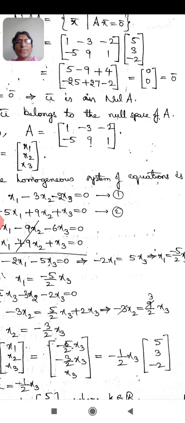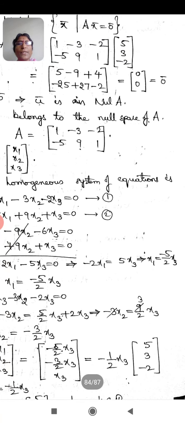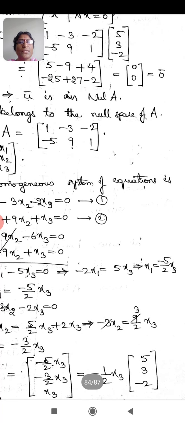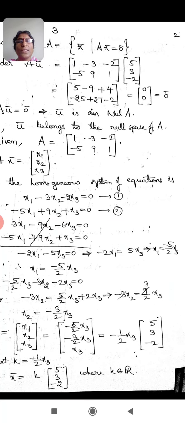neither the value of x1 nor the value of x3 as a real number, but we can write a relation between x1 and x3 like this. I have written it as minus 2x1 is equal to 5x3, then I can have x1 is equal to minus 5 by 2 times x3. Let us suppose that this is the value we got for x1. So x1 is equal to minus 5 by 2 x3.